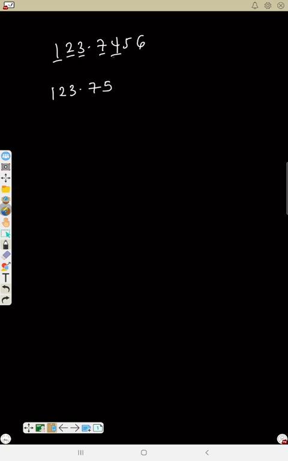Now correct this to 2 significant figures. That will be 1, 2. So just 2 numbers, 2 significant figures.